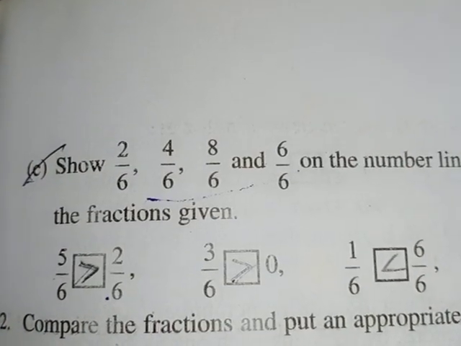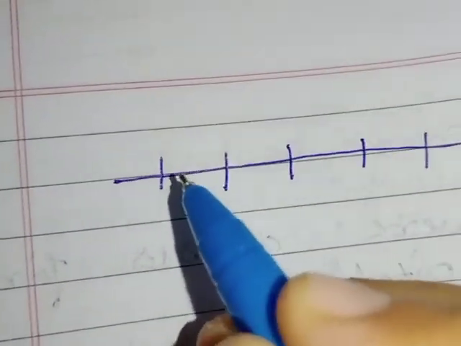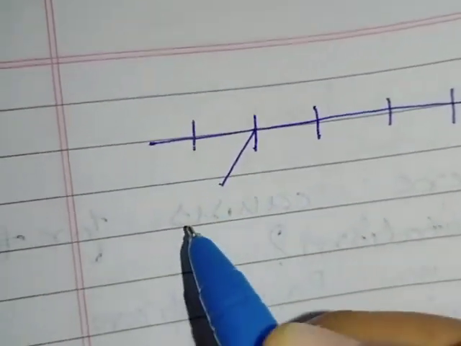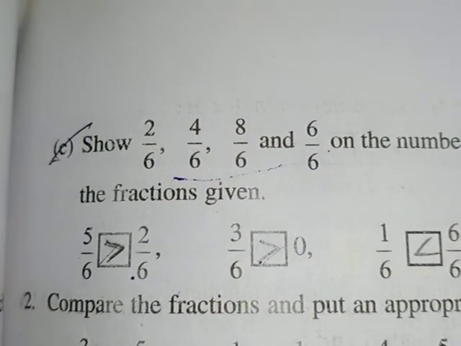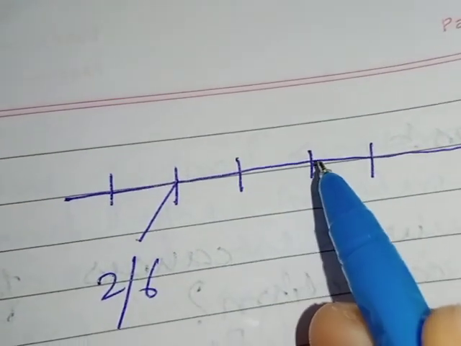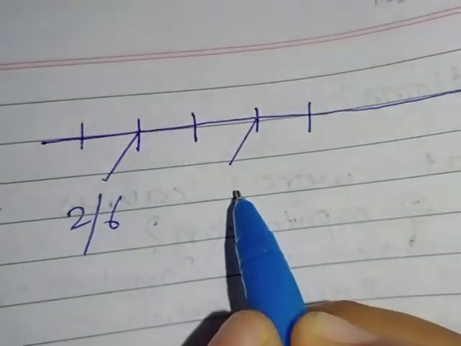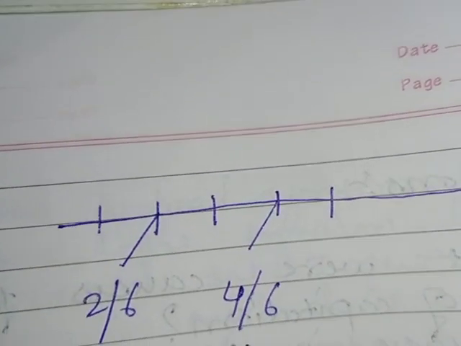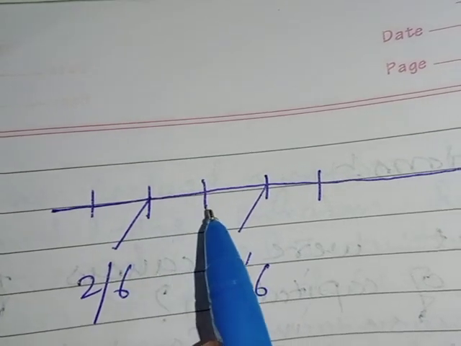Now we will represent all the numerators. How to represent? First one is 2 upon 6. So this is your first line. So this particular point will be considered as 2 upon 6. Next one we have 4 upon 6. So this is 3. So this will be considered as 4 upon 6.